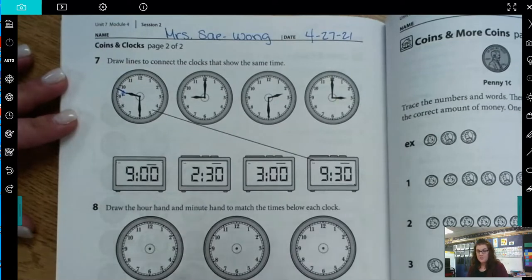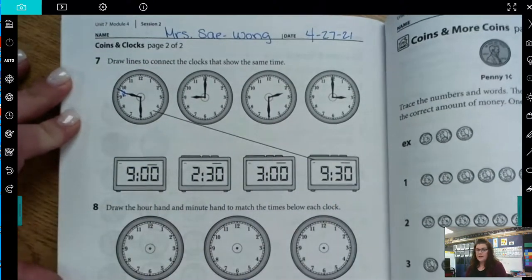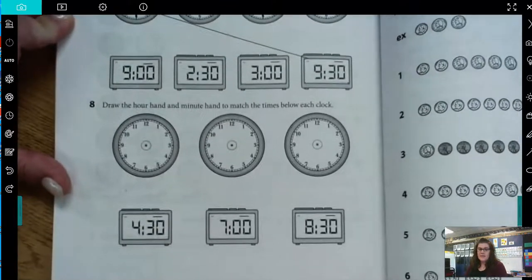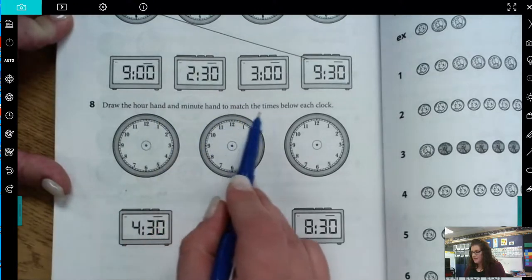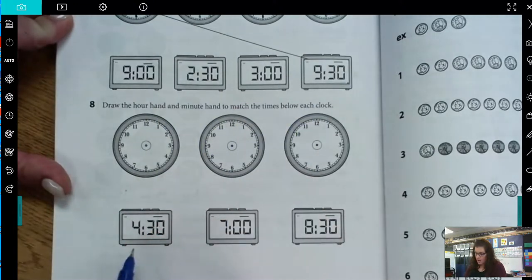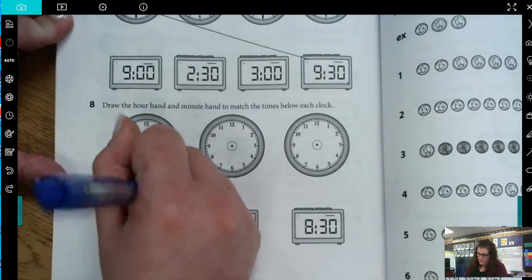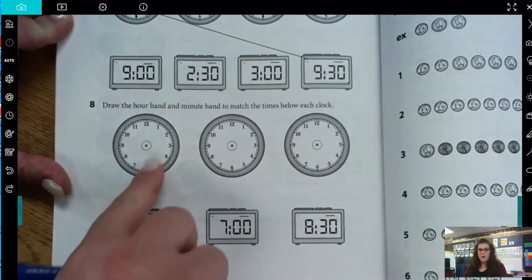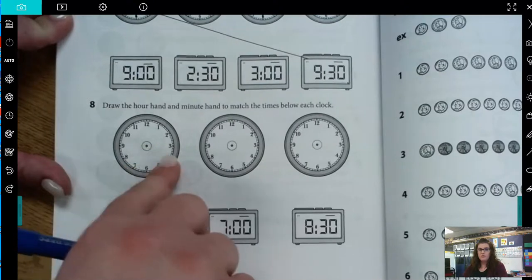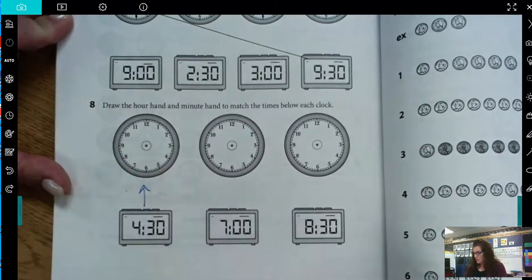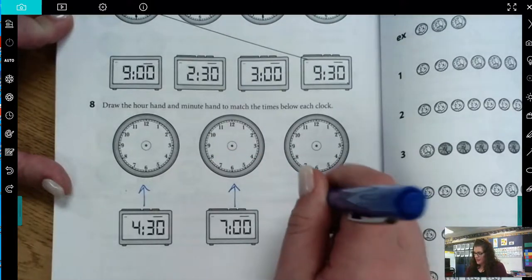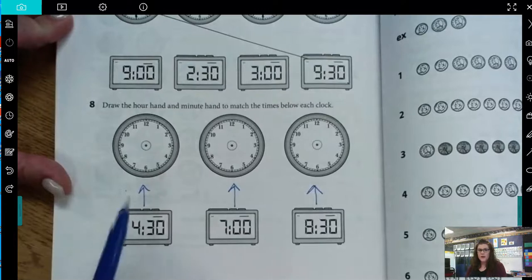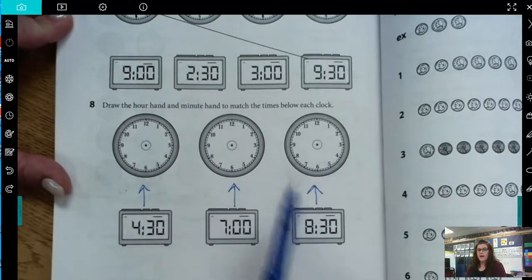Okay, if you're back with me, that tells me you have your lines drawn from all of the clocks to the digital clocks. Now for section 8, it is asking us to draw the hour hand and minute hand to match the times below each clock. So this clock says 4:30 on the digital clock, so I want you to draw the hour hands to show 4:30. Then you're going to draw the hour and minute hand for 7 o'clock and the hour and minute hand for 8:30. So go ahead and hit pause, draw the hands on your clock, and come on back when you're ready.